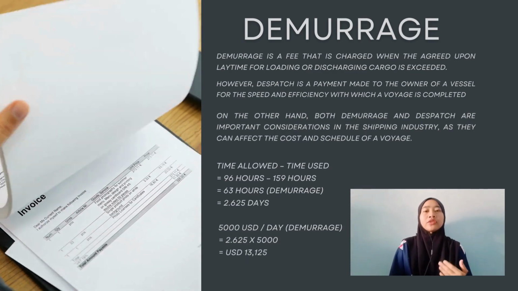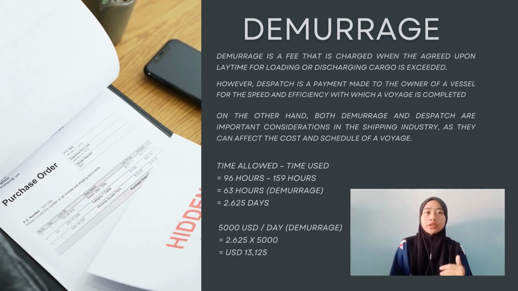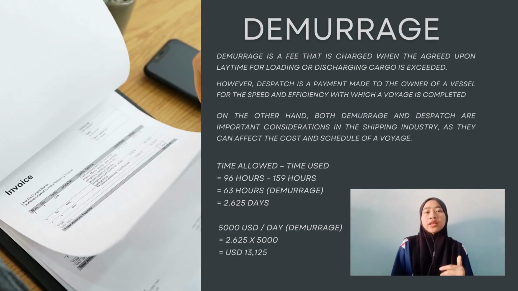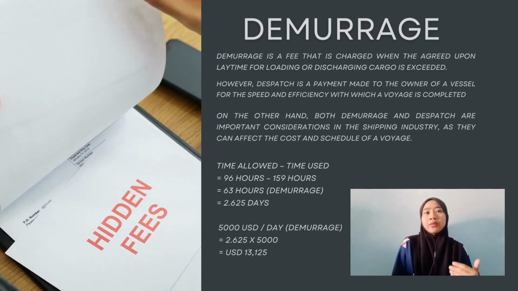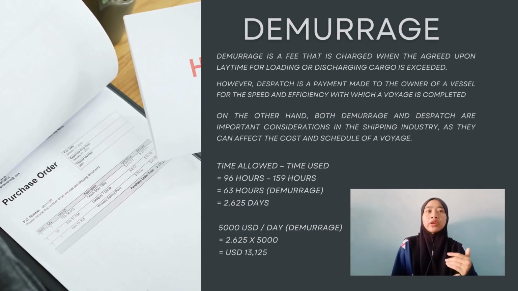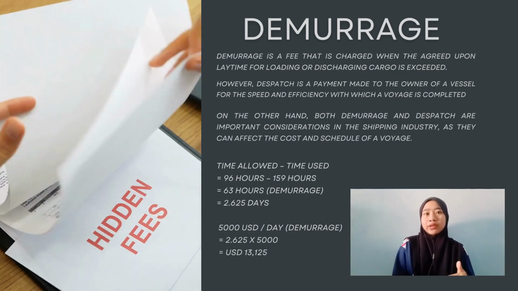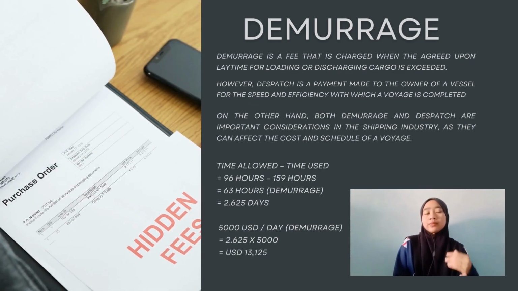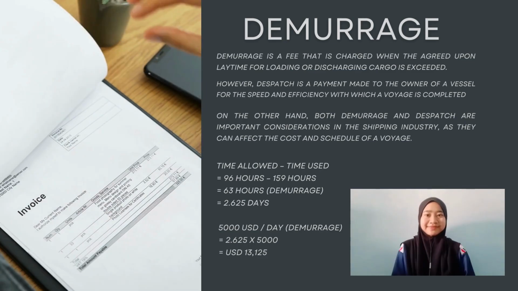For demurrage, I will tell you how to calculate the demurrage. Demurrage is a fee that is charged when the agreed upon time for loading or discharging cargo is exceeded. However, dispatch is a payment made to the owner of a vessel for the speed and efficiency with which a voyage is completed. Both demurrage and dispatch are important considerations in the shipping industry, as they can affect the cost and schedule of a voyage.